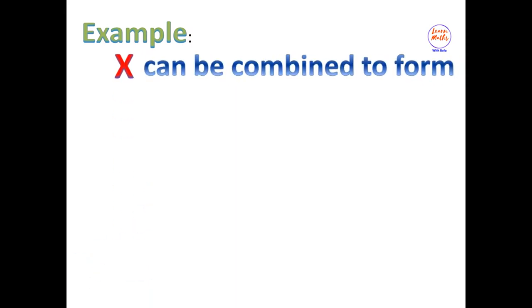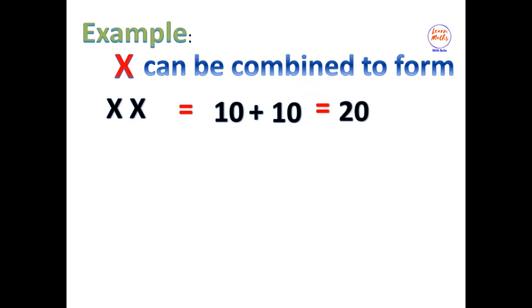So let's take an example. Let me just explain with this. X can be combined to form XX, which is 10 plus 10. So the repetitive property is also like an additive property. You add them together, so it becomes 20. So in Roman numeral, XX just signifies 20.